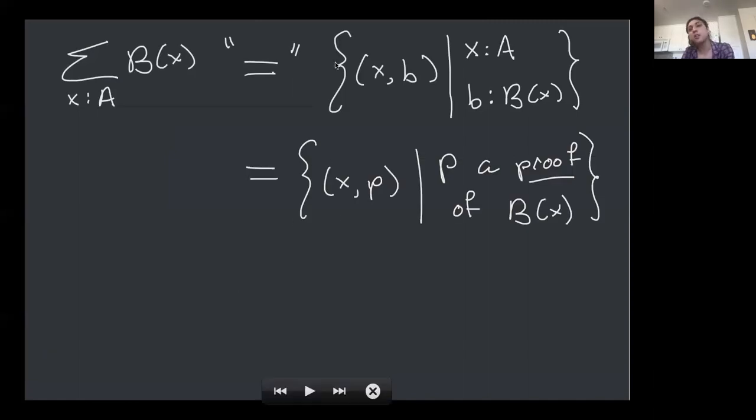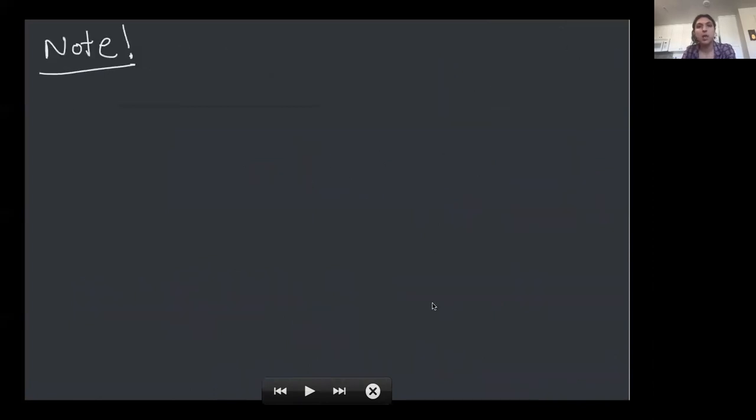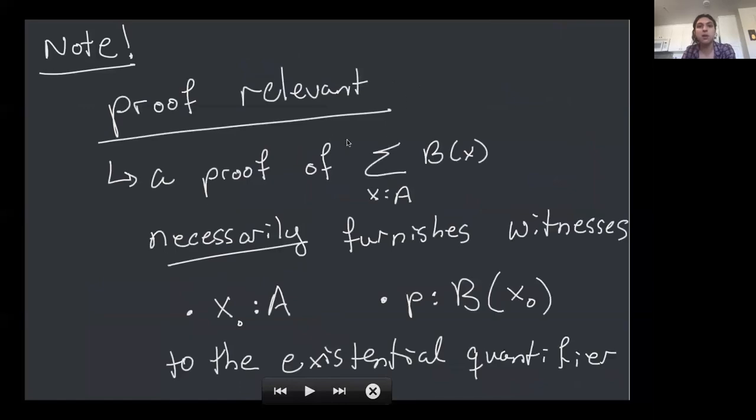Okay, logically, we can think about this as my set of pairs (x, p), where p is a proof that B of x holds. So this sigma type is non-empty if and only if B of x holds for some x, right? And not only do we know that B of x holds for some x, but this has computational content, right? It's proof relevant. If you provide me with a proof of sigma x, B of x, that necessarily furnishes a witness x naught of type A and a proof that B of x naught really does hold.